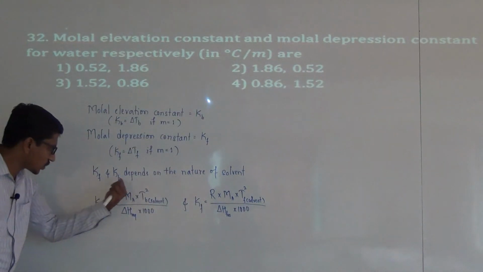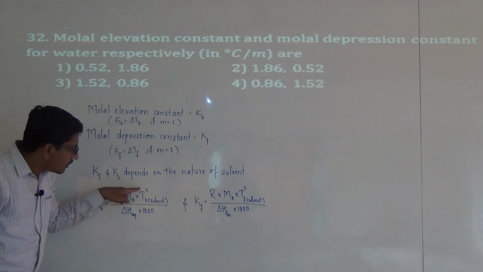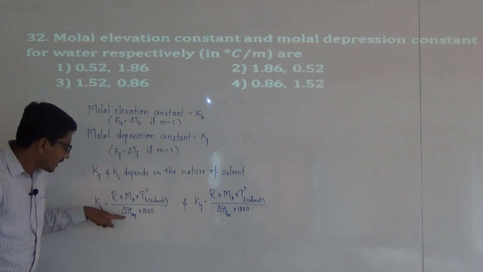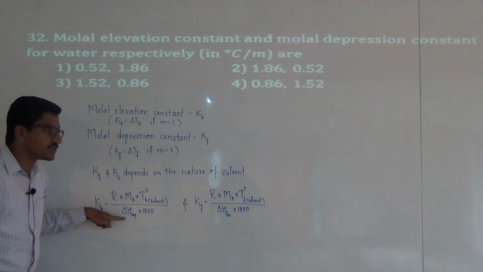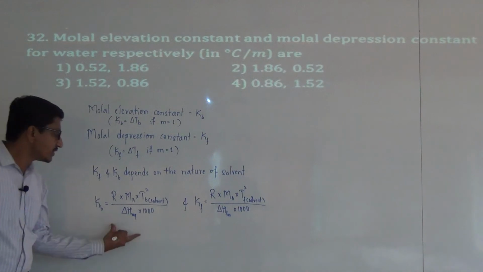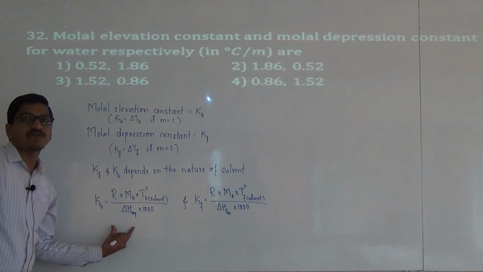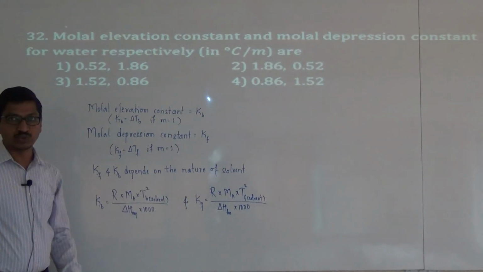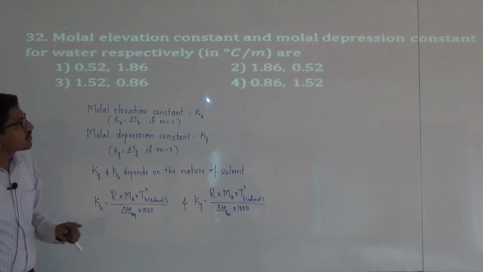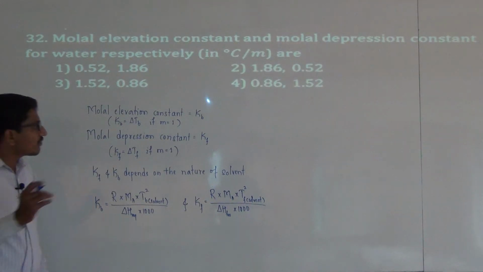Here R is the universal gas constant, Ma is nothing but molar mass of solvent, Tb is the boiling point of pure solvent, and delta H vaporization is the enthalpy of vaporization, and this one is the enthalpy of fusion. By using these relations, Kb and Kf values are calculated, and different solvents have different Kb and Kf values.